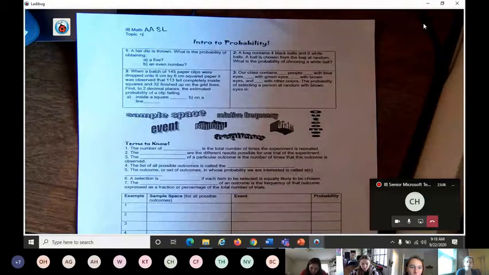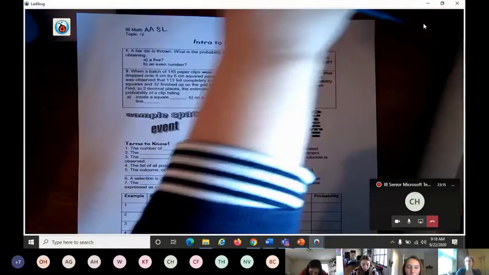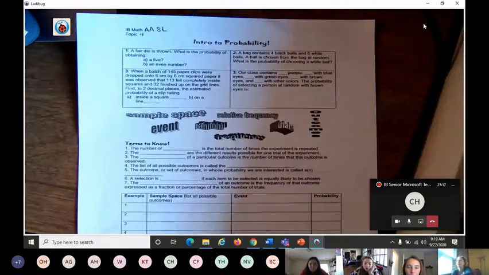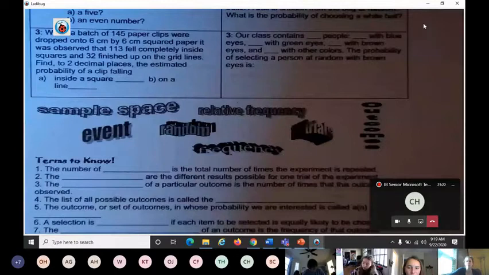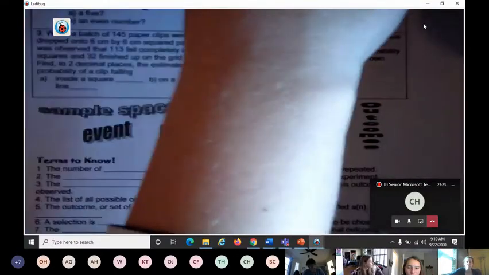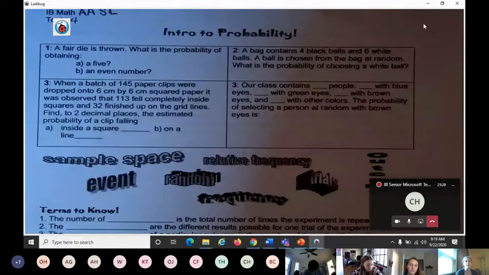It's fine. All right, so we have several examples at the top, and these examples should be fairly straightforward, pretty much like review. So we're going to go through those first, and then we're going to talk about the little terms to know at the top. Okay. So we're going to start with number 1. It says a fair die is thrown. What is the probability of obtaining a 5 and an even number?